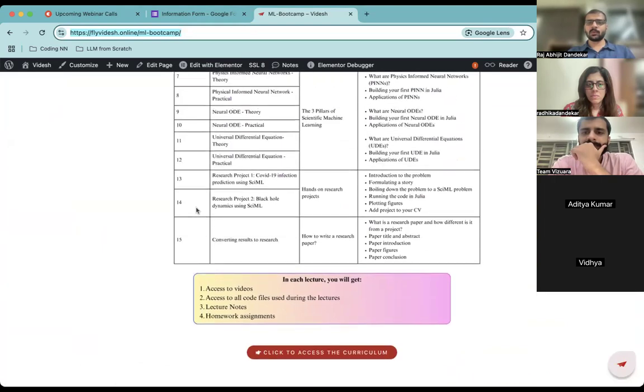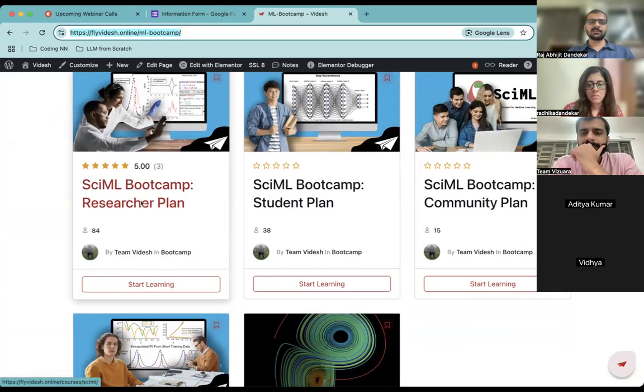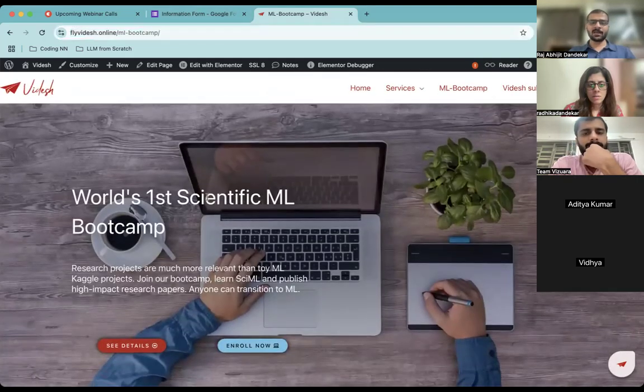So if you scroll down below, you'll see that the program which most people enroll for is the researcher plan over here, because here we guide students to publish a research paper, which really helps them in grad school admits. And this is specifically for machine learning. If you're in any other domain, then you can go for the long-term mentorship program. But if you're in the ML domain, do check out this bootcamp. There is no other such bootcamp in the world right now.